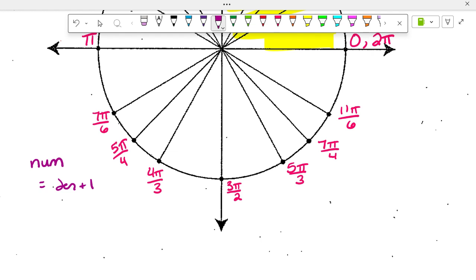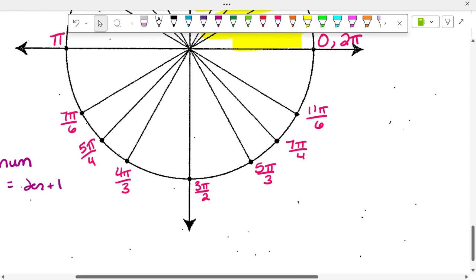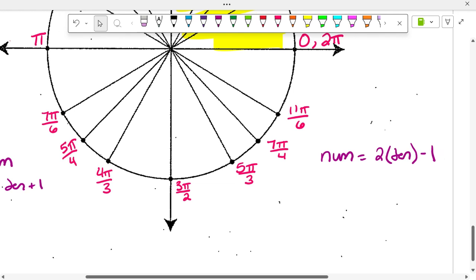Now, the last one is a little bit weird, but it's not bad. So the last one, I don't expect you to see it. But if we're still following the numerator-denominator relation, the numerator is equal to twice the denominator minus 1. So think about it. What's 3 times 2? 6. Minus 1. 5 pi over 3. What's 4 times 2? 8. Minus 1. 7. 7 pi over 4. What's 6 times 2? 12. Minus 1. 11. 11 pi over 6.